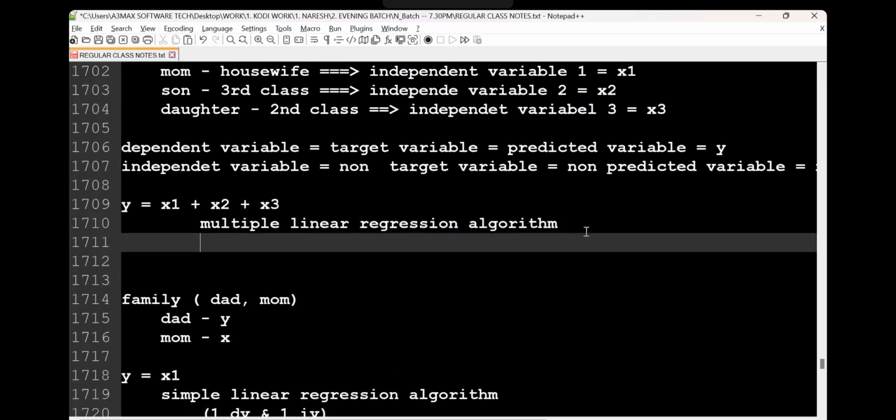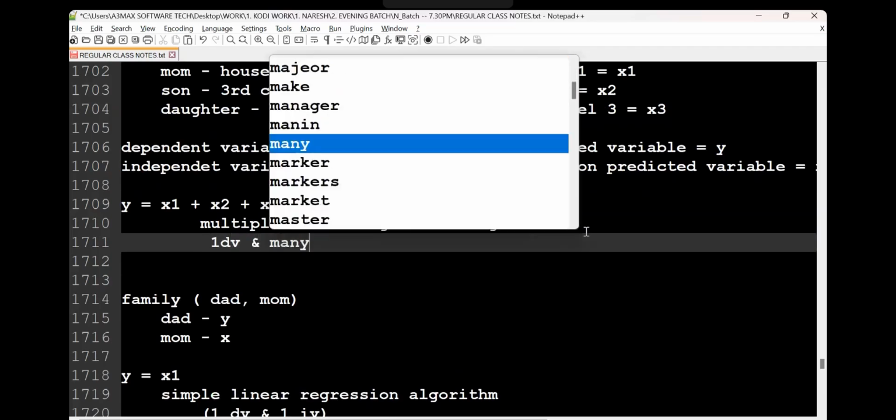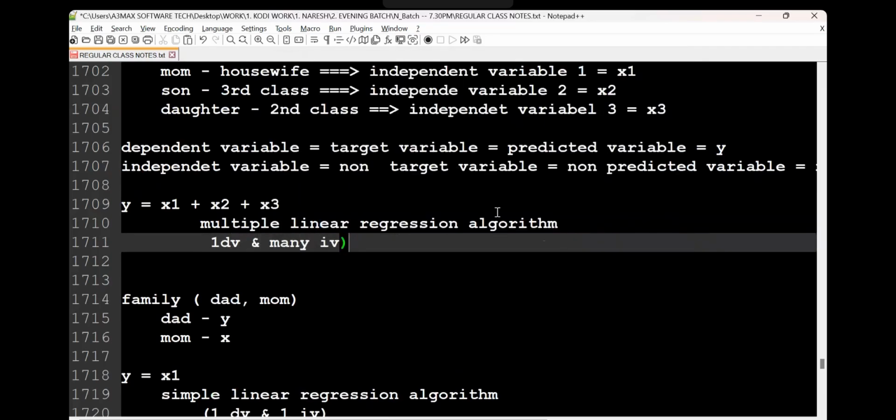In multiple linear regression algorithms, there is one dependent variable and many independent variables.